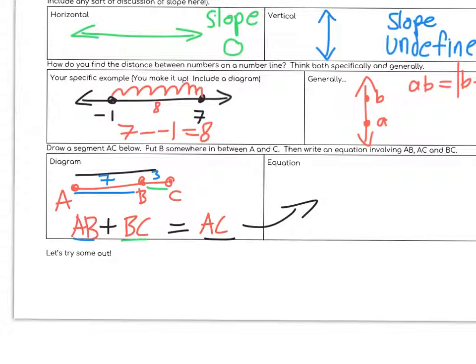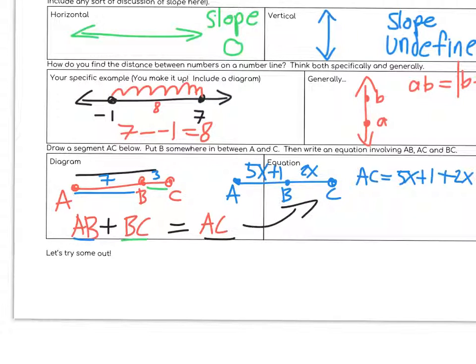And we can do this with variables as well. If we instead had 5x plus 1 and 2x, and we're talking about the same 3 points, AC would be 5x plus 1 plus 2x, adding those two pieces together. That's going to come into play for what we look at next.